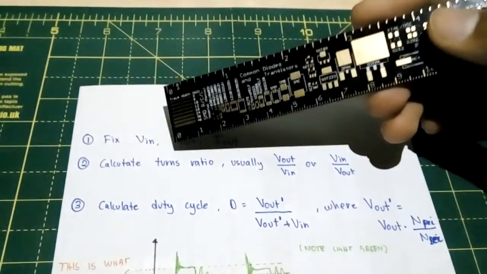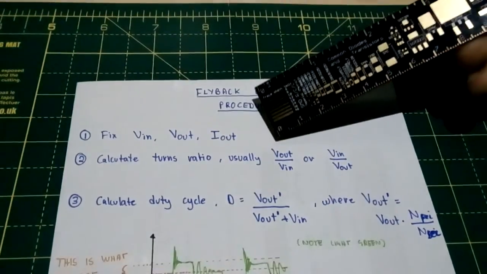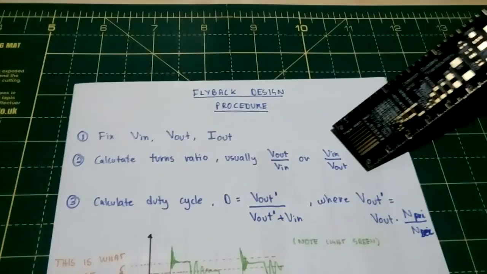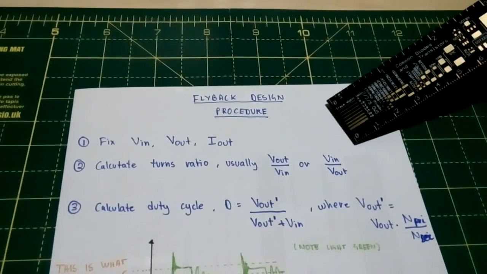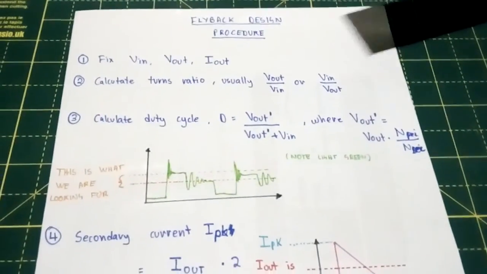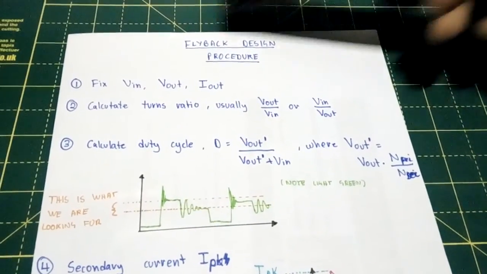Then, second step, you need to calculate your turns ratio, which is usually V out by V in if the output voltage is greater, or V in by V out if the input voltage is greater. So whichever voltage is greater comes on top, so that you get a nice clean number.